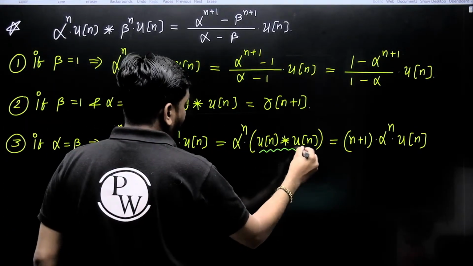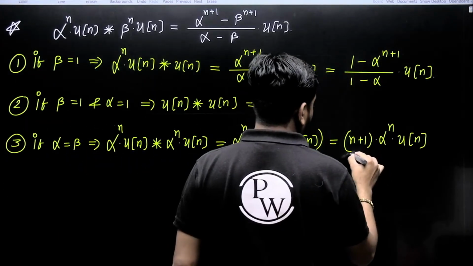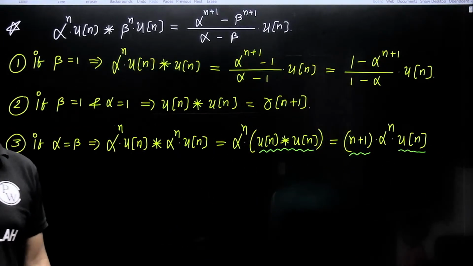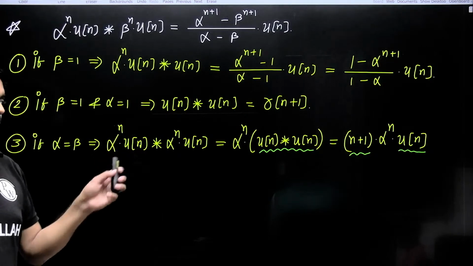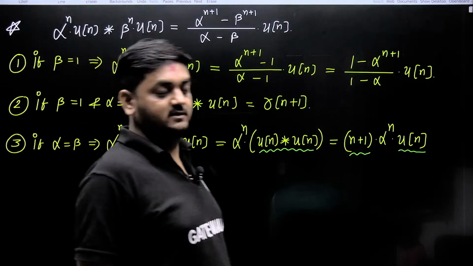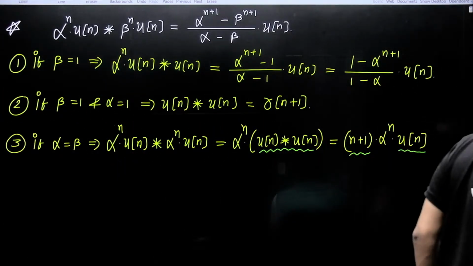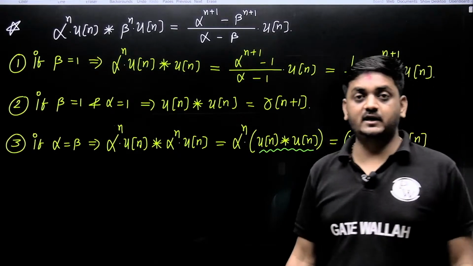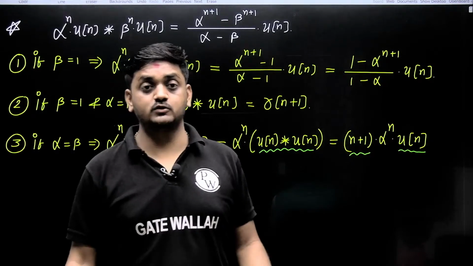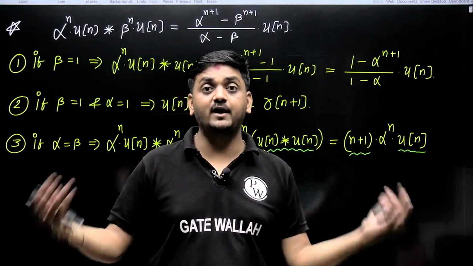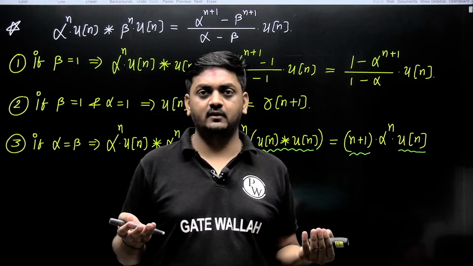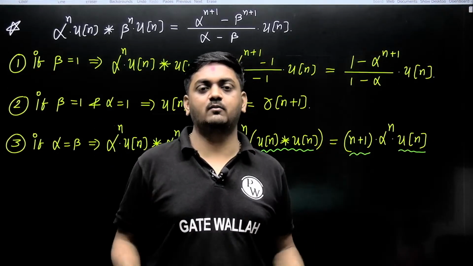u of n convolution with u of n is what? n plus 1 u of n. Fine, so these are very important results. This is discrete time convolution. Till now we have seen the convolution between two discrete time signals which are of infinite duration, with an infinite number of samples, like u of n, r of n, and alpha power n u of n. So infinite number of samples.